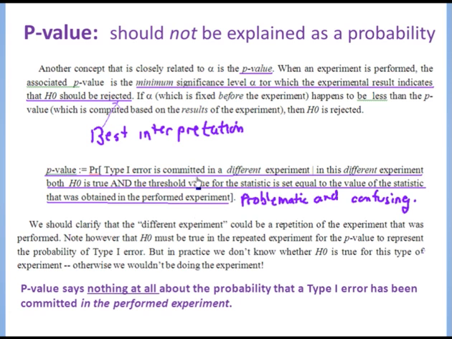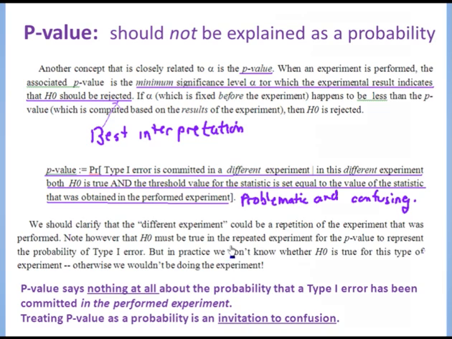Okay. P-value says nothing at all about the probability that a type 1 error has been committed in the performed experiment. Nothing at all. Okay. So it's better not to call p-values probabilities at all, because if you call them probabilities, they're bound to be misinterpreted in some such way.